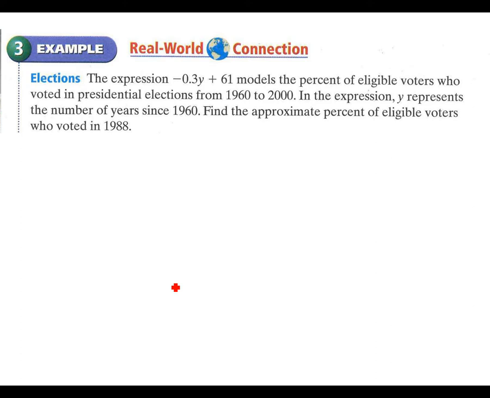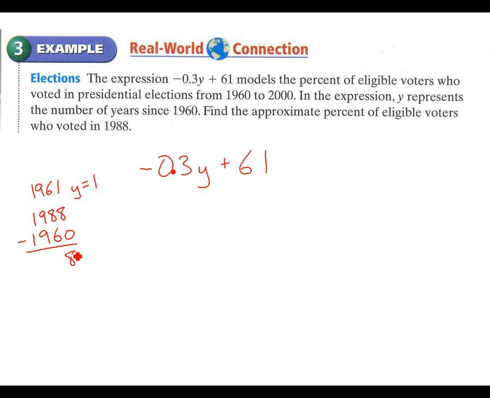All right, so here's our expression. Negative 0.3y plus 61. All right, and they said y is the years since 1960. So if we were in 1961, y would equal 1, right? But we're in 1988. So let's figure out how many years that's been since 1960. To figure that out, we're going to subtract 88 minus 60. 8 minus 6 is 2, and the rest cancels out. So in this case, y equals 28. So we're going to go ahead and plug this in.